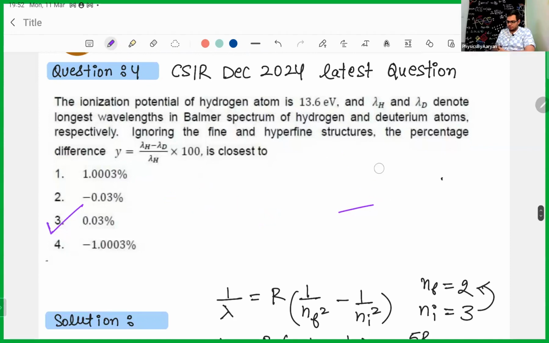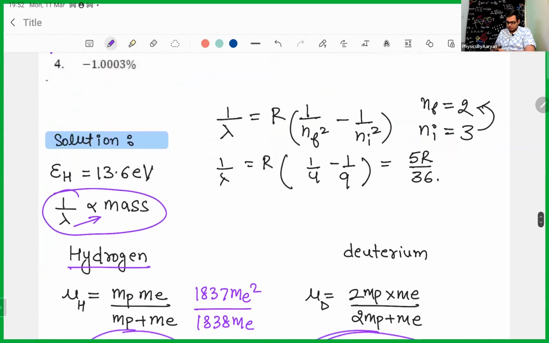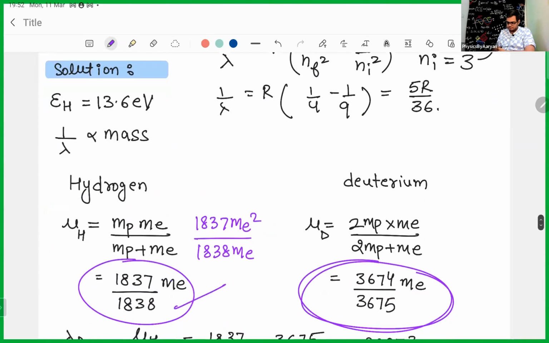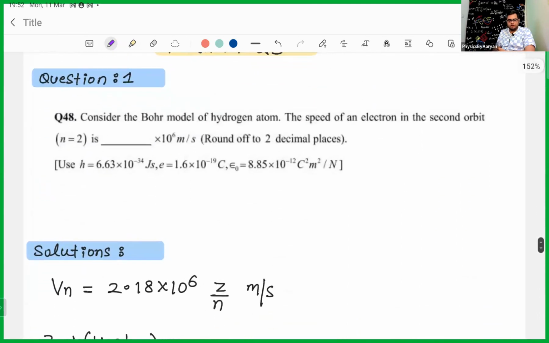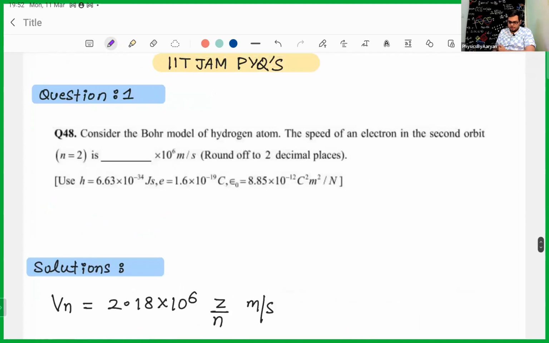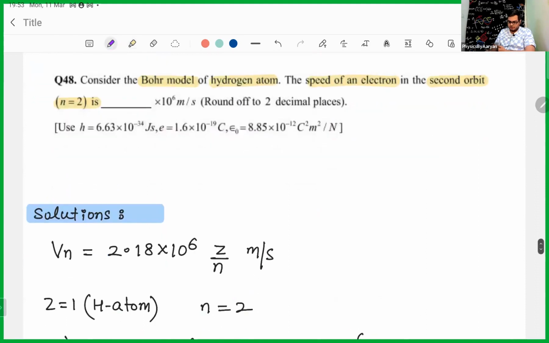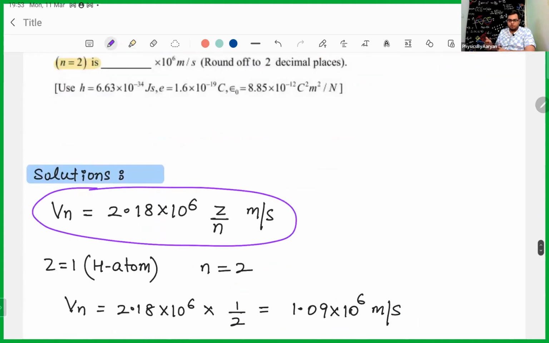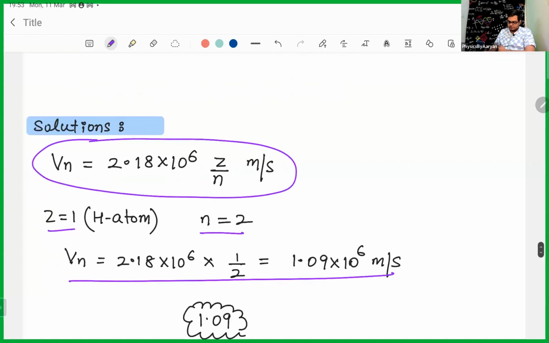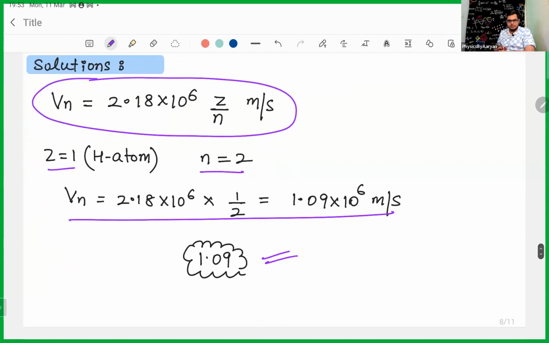Yeah, any doubt now? So this is done with the CSIR NET questions. Now I'm going to the next exam. Any question till here? Now let's do the bacha questions, which is IIT JAM questions. Now you will have 1 minute solutions. Consider the Bohr model of hydrogen atom. Even they gave the name of the model. The speed of the electron in the second orbit is, what is the formula? 2.18 into 10 to the power 6 Z by n, direct formula. For hydrogen atom, Z is 1. For second orbit, n is 2. Just put the values, you will get the answer. Done, finish, understood, samjha sab?